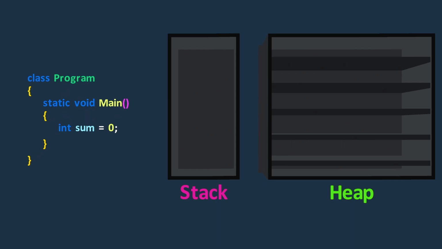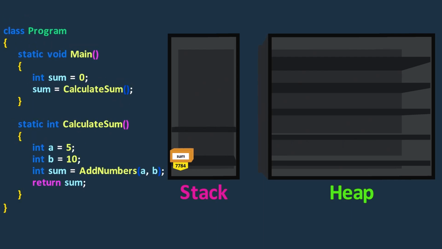Now remember the main method. It's the starting point of every C# application. When we run a C# application, the CLR calls the main method and creates a stack frame on the stack. Any local variables we declare in the main method are placed inside this stack frame.